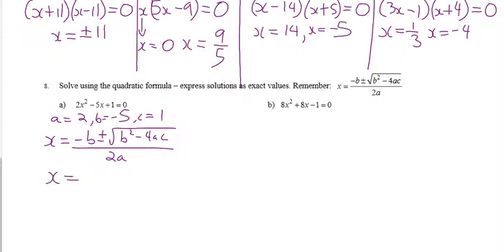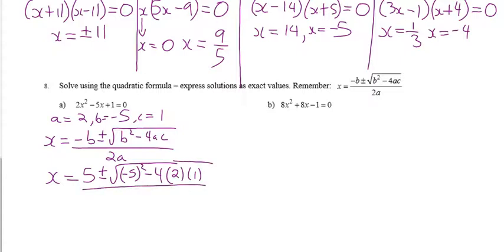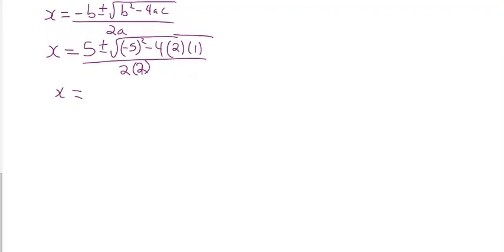Okay, negative b. Negative negative 5 is 5. This is negative 5 squared. This, b squared, is always what? Always a positive value, because if it's negative 5, it's negative 5 times negative 5. The place that people make mistakes is they square negative 5 and get negative 25. Wrong. b squared is always a positive value. So it's negative 5 squared minus 4 times 2 times 1 over 2 times 2. So this is 25 minus 8 over 4. This is always positive, because you're squaring b. When you square a number, it's positive.